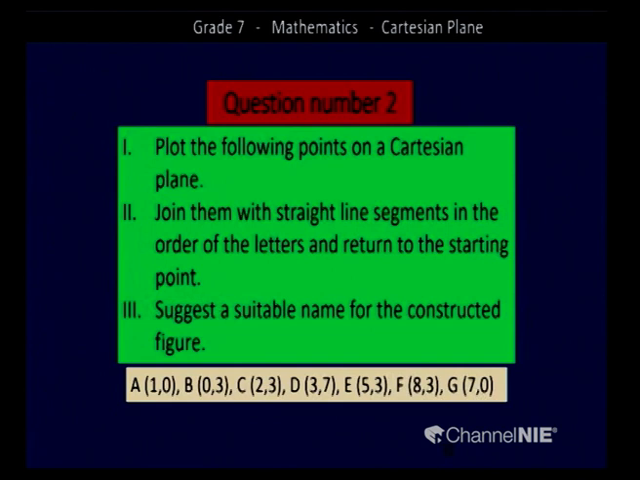I will go through the question once again. Plot the following points on a Cartesian plane, then join them with straight line segments in the order of the letters and return to the starting point. Suggest a suitable name for the constructed figure.